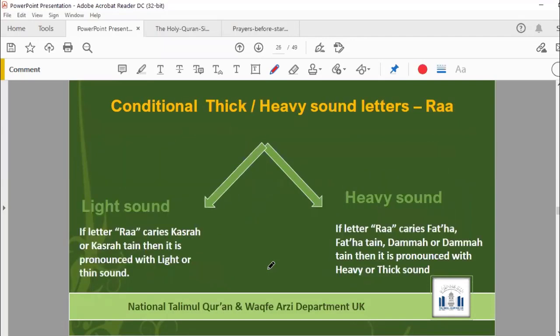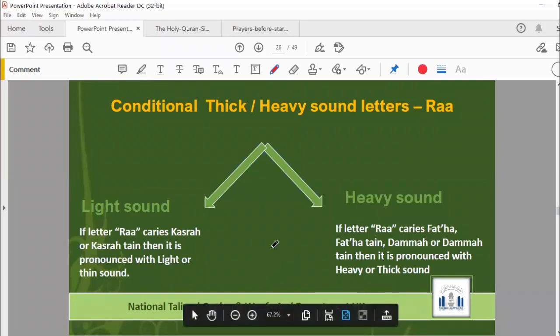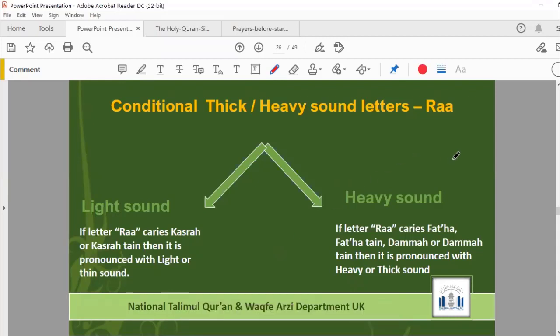And next, Ra. Continue. Okay, so the conditional thick, heavy sound letter Ra. If the letter Ra carries a fatha, fathaten, dhamma, or dhammaten, then it is pronounced with a heavy or thick sound. If the letter Ra carries a kasra or kasraten, then it is pronounced with a light or thin sound.